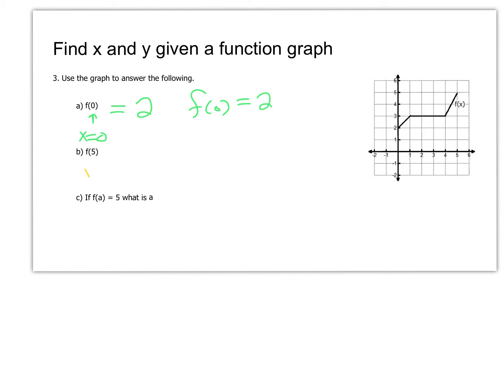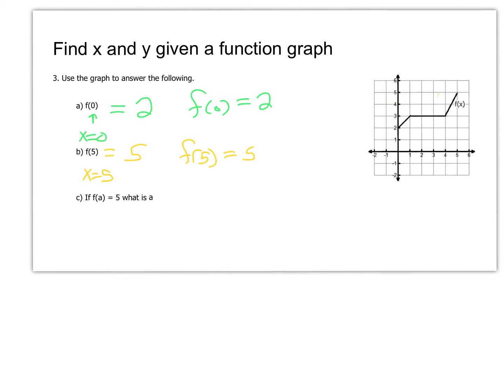Okay, let's look at the next one. We want to know f of 5. So when x is equal to 5, what's y according to the graph? So here's x is 5, so we're going to follow that up. Okay, so it looks like we hit right here, looks to be at 5. So when x is 5, our y value looks to be about 5 as well. So f of 5 is equal to 5.